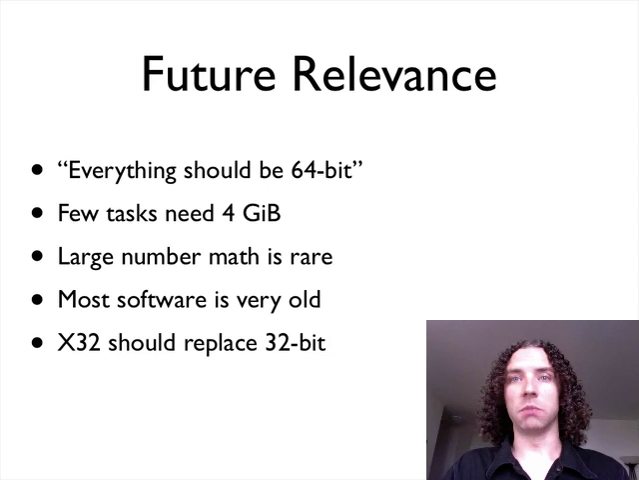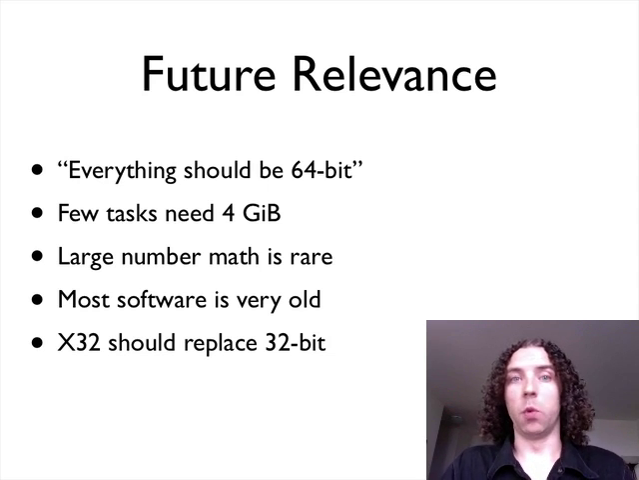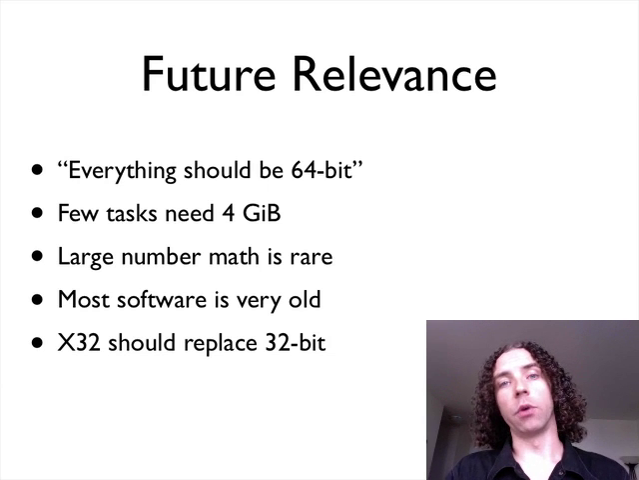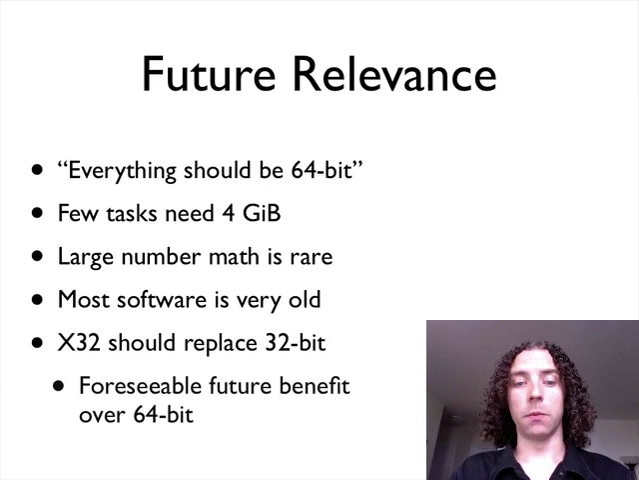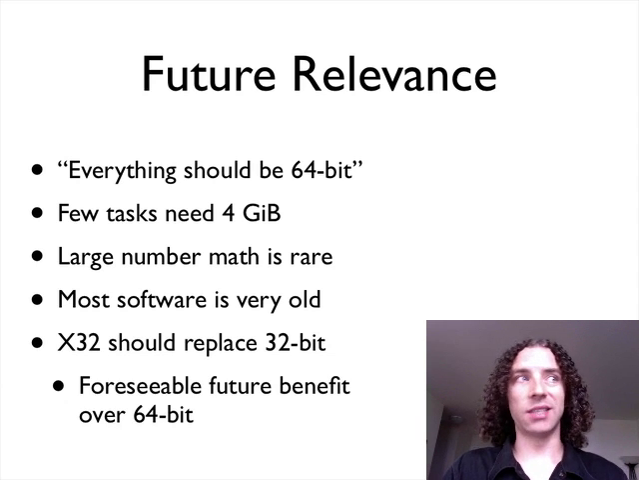So my claim is X32 should replace 32-bit. Because wherever possible, it means that, okay, now you're going to be faster because you have the new registers, but you're not getting the extra cost of going to 64-bit. So this is partly because the way I look at it, the foreseeable future benefit over 64-bit is quite realistic. It's not to be ignored. Most of these issues I pointed out are not temporary. Remember, a lot of problems just aren't that big. So treating them all like that big doesn't really help you.